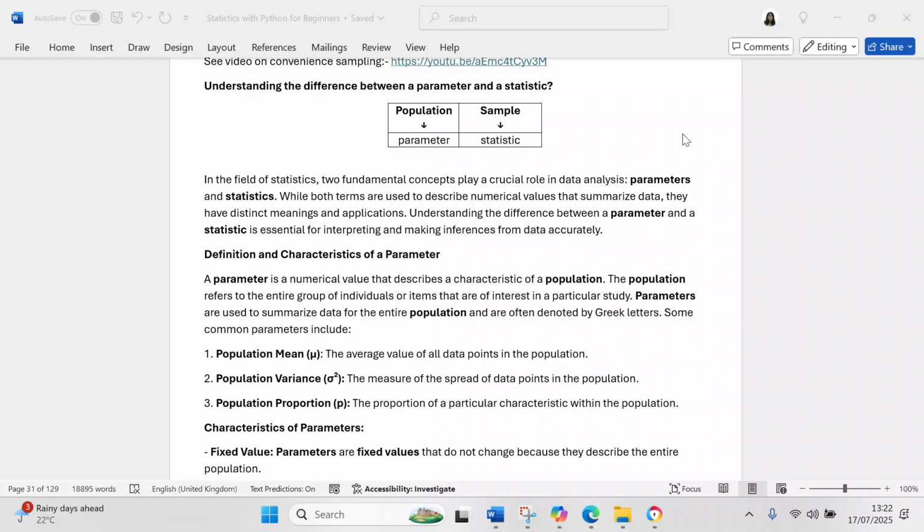While both terms are used to describe numerical values that summarize data, they have distinct meanings and applications. You need to understand the difference between a parameter and a statistic because it's essential for interpreting and making inferences from data accurately.